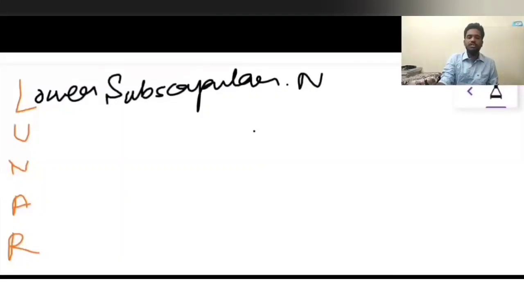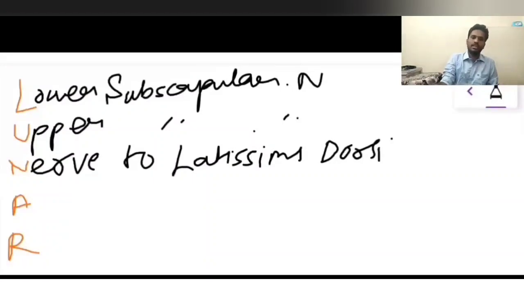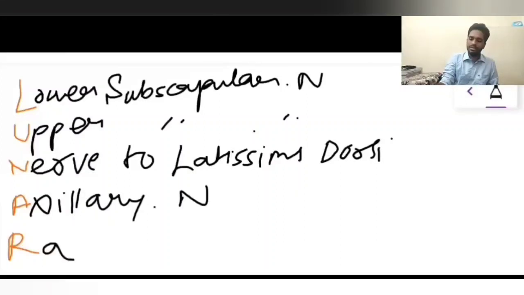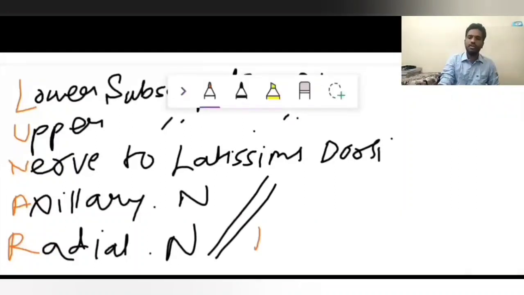What was this U? It is upper subscapular nerve. Then the N was nerve to latissimus dorsi. Then we have this A. A is once again a famous nerve of the upper limb, axillary nerve, and R is very famous, that is radial nerve. So this was LUNAR: lower subscapular nerve, upper subscapular nerve, nerve to latissimus dorsi, axillary nerve, and radial nerve. These were the branches of the posterior cord.